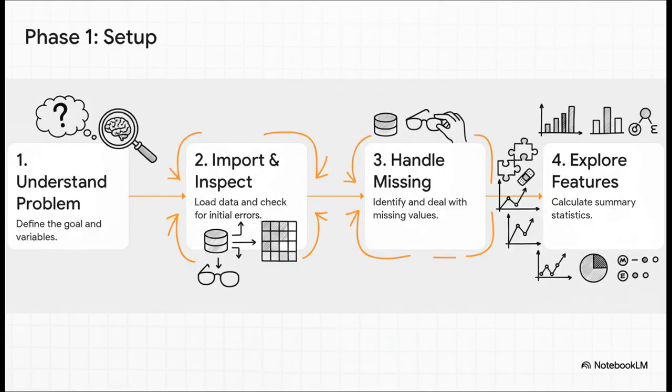So, phase 1 is all about setting up the case file. First, you got to understand the problem. What are you even trying to solve here? Second, you bring in the data and just give it a quick once-over. Check its size, look for obvious errors. Third, you deal with any missing data, the gaps in the witness testimony. And fourth, you start exploring the basic characteristics with simple stats, like the mean and median.